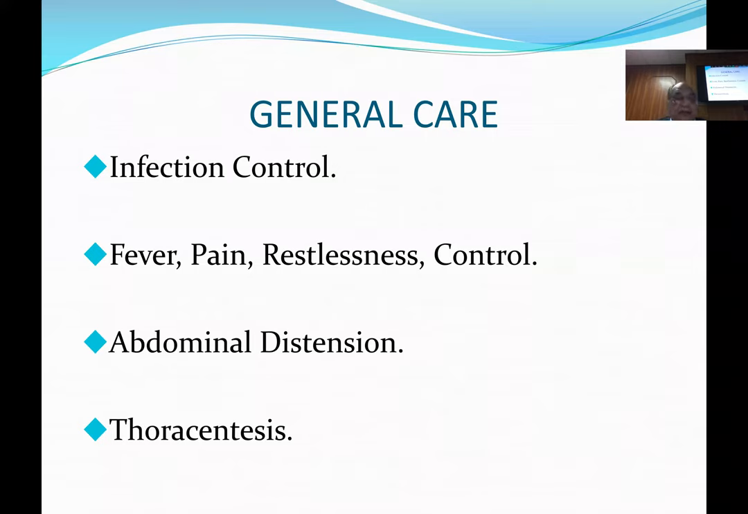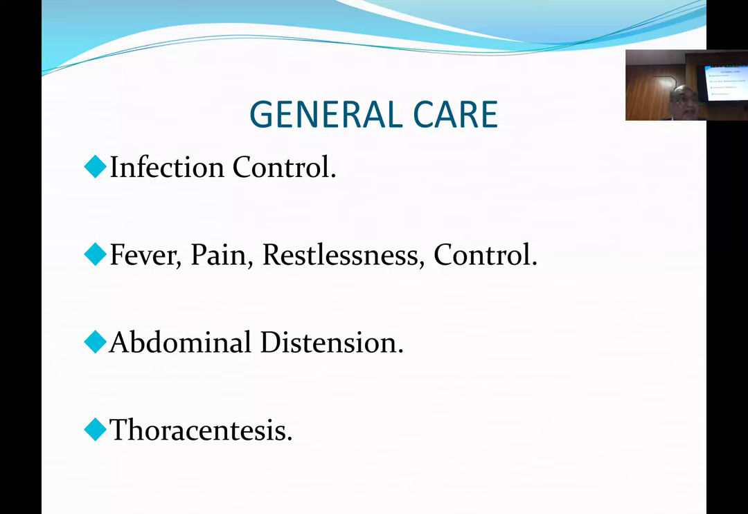Then pain, fever, and restlessness should be controlled because they all increase the oxygen requirement at a cell level. They should be pain-free and the temperature reduced as soon as possible. For restlessness, they should be given sedation to keep the cell at rest. Then abdominal distension should be reduced. You should have a nasogastric tube in and see whether the gut is moving or not. And you raise the head, which takes away the pressure of the abdominal contents on the diaphragm, because otherwise it will enhance atelectasis.